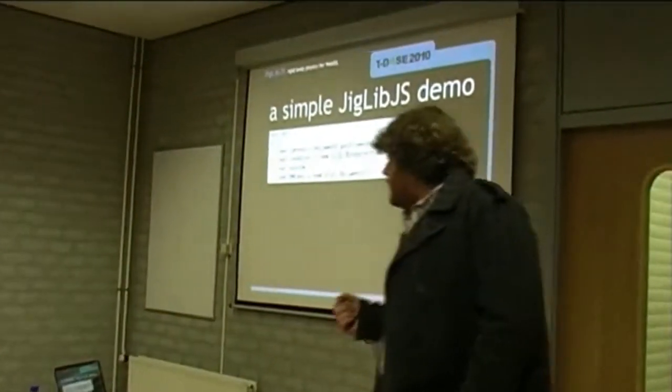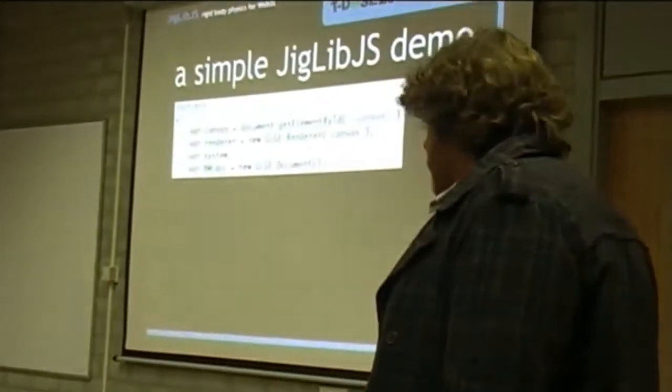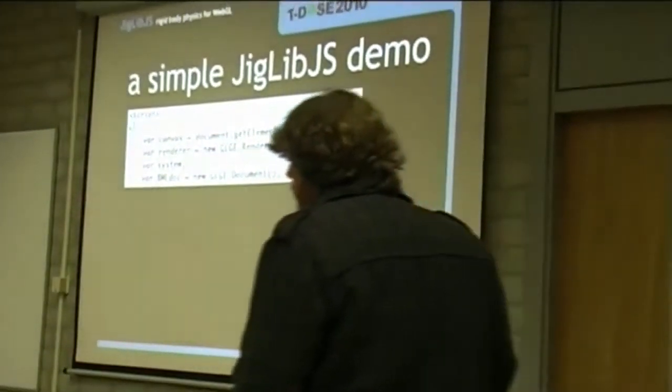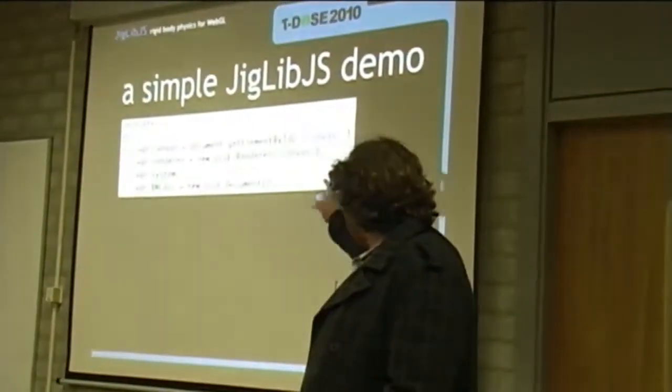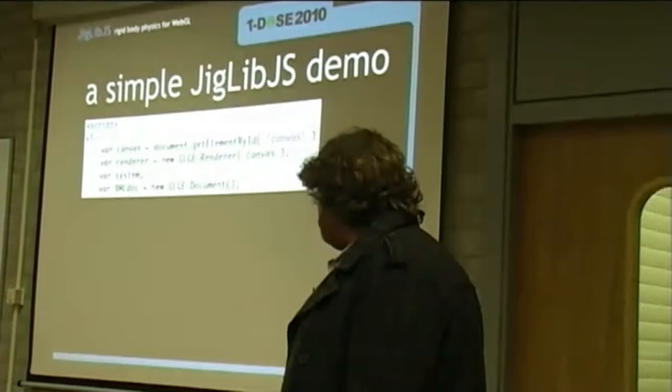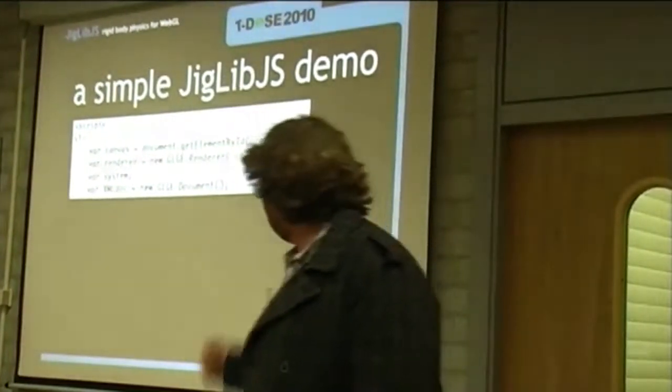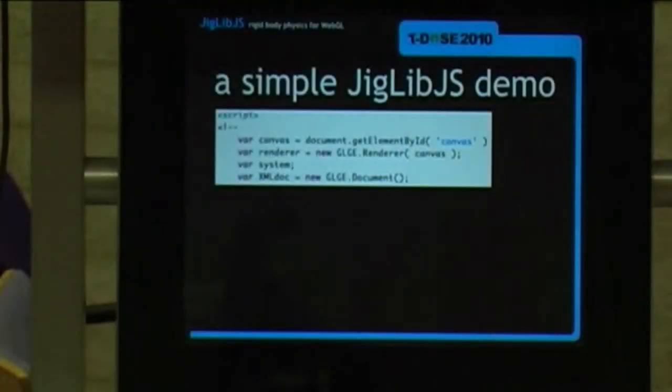And then it's just a case of starting up some pretty simple JavaScript, getting a couple of object references, setting up the renderer, the GLGE renderer, and passing to it the HTML5 canvas element, and then grabbing a reference to the XML doc.